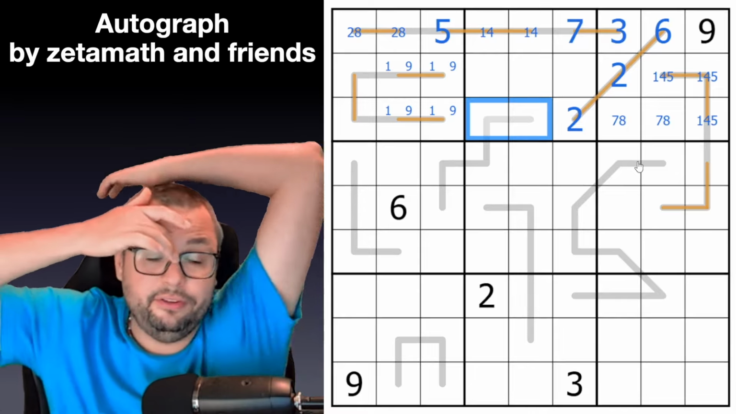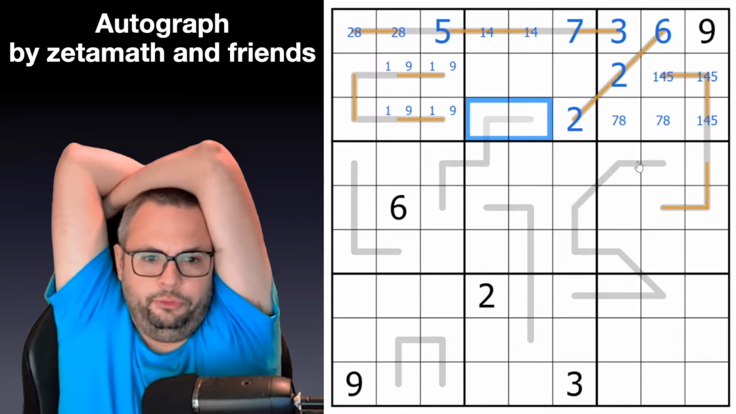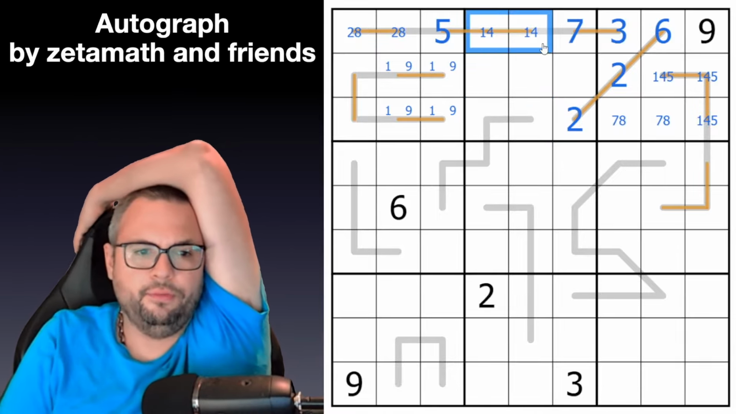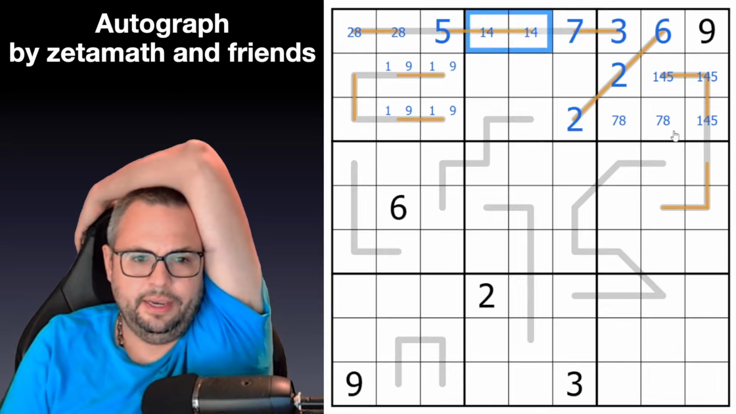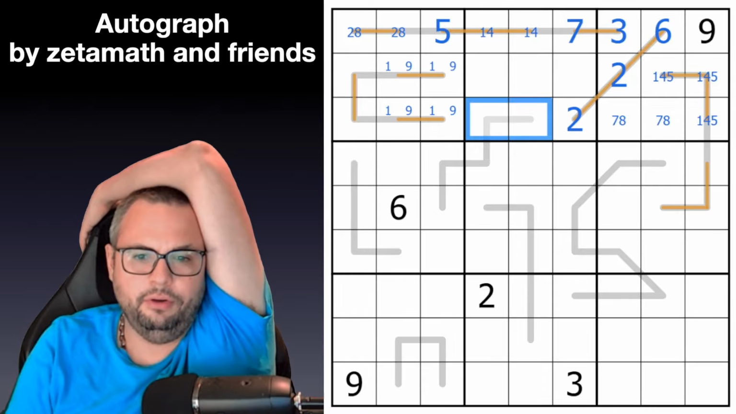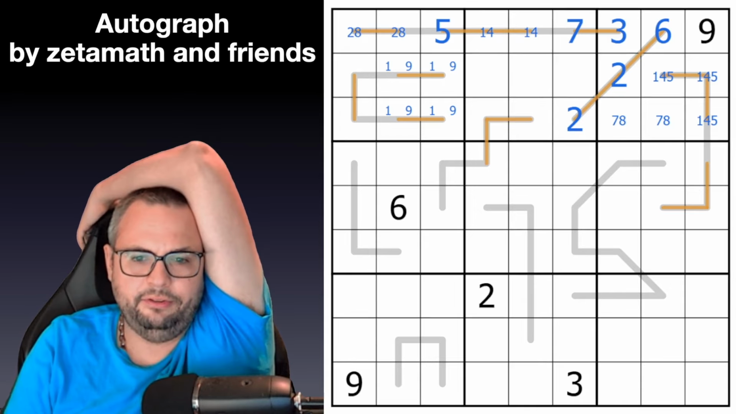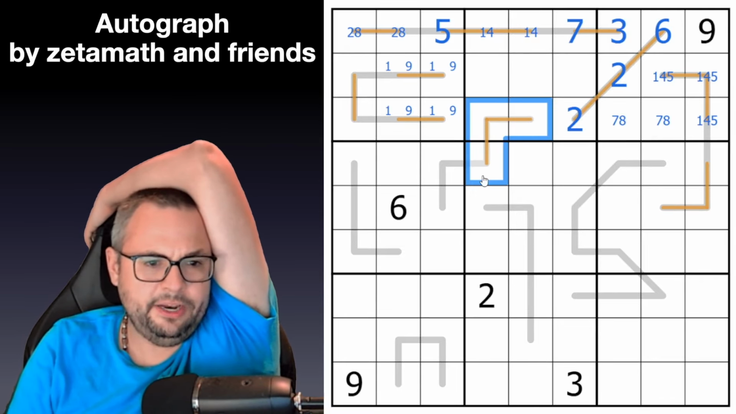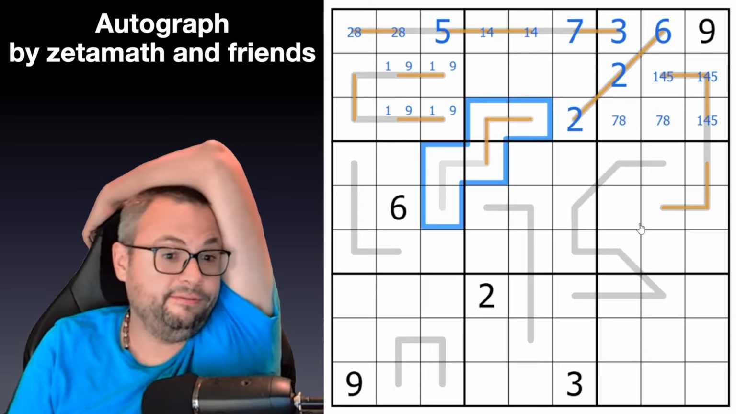But now this is also not a 2-cell sum to 10. It's not 1, 9, or 4, 6 because of this. And it's not 2, 8, or 3, 7 because of this. So this is also not a single sum to 10. So it extends at least this far. Now, potentially, it could extend all the way. It could be a 5-cell sum.